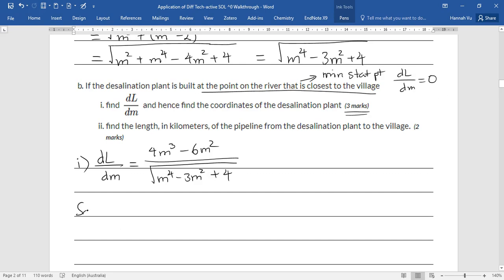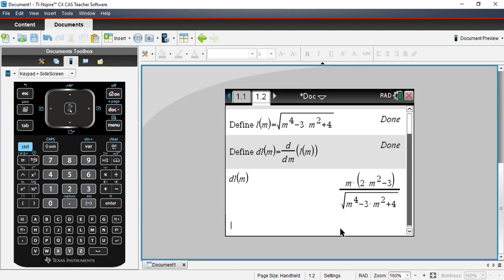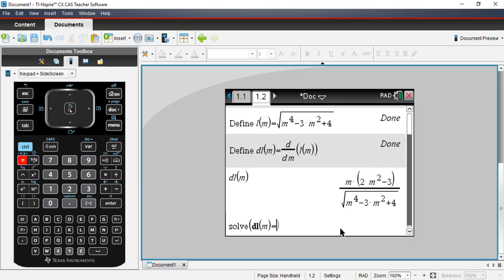So I'm going to solve for m when dL/dm equals 0. So I'm going to once again use a CAS. If you want, you can write the equation out. So 4m cubed minus 6m squared over the square root of m to the power 4 minus 3m squared plus 4 equals 0. So I'm going to solve for m. Take full advantage of defining. Again, solving for m, not for x.